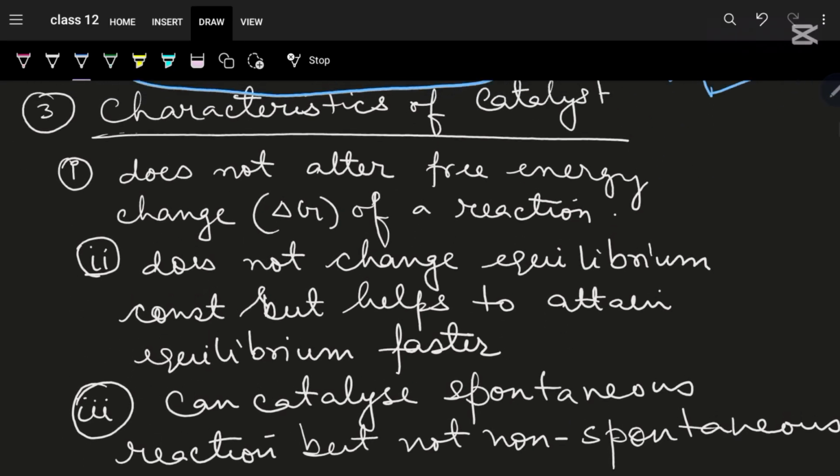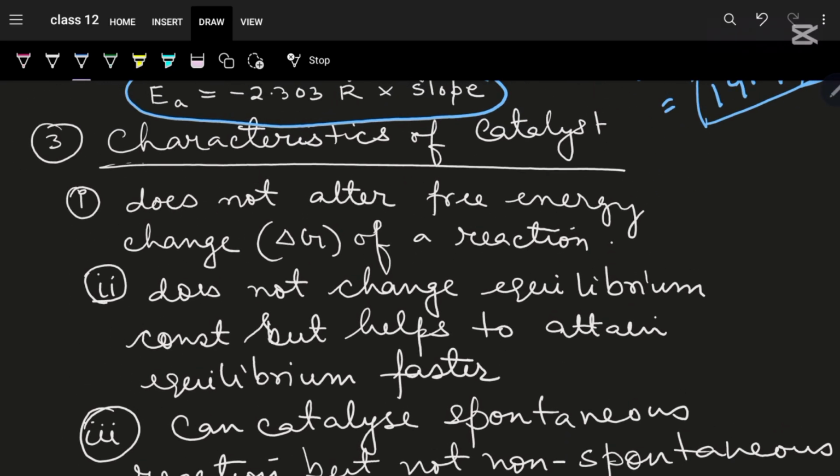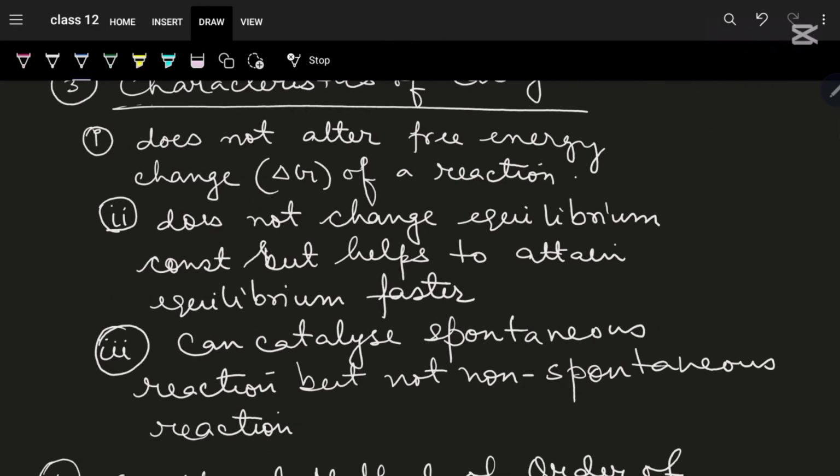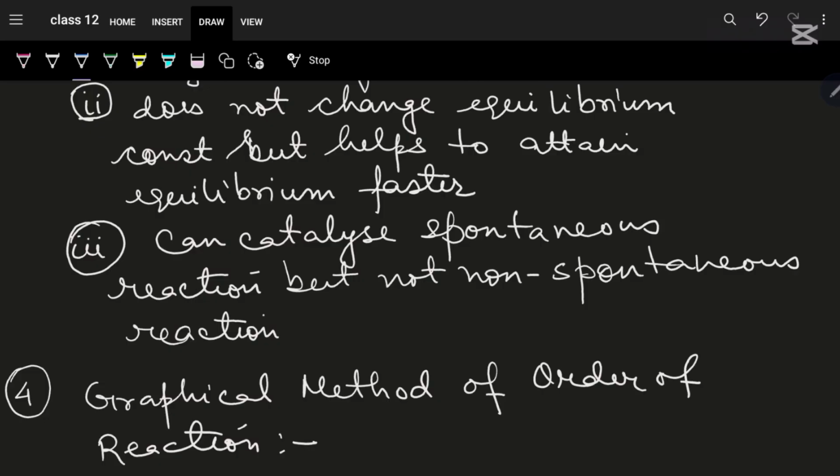Now, characteristics of a catalysis reaction or catalyst. They do not alter the delta G of a reaction, that is, the change in the Gibbs free energy is not altered. They do not change the equilibrium constant but help to attain the equilibrium faster. A catalyst actually catalyzes all spontaneous reactions but does not catalyze non-spontaneous reactions.